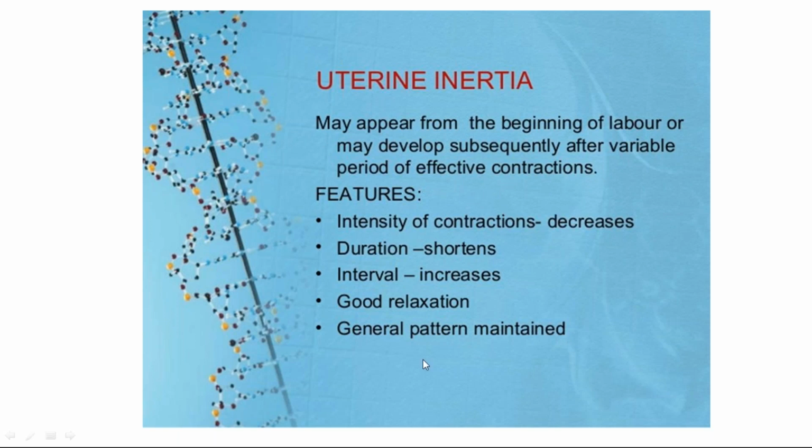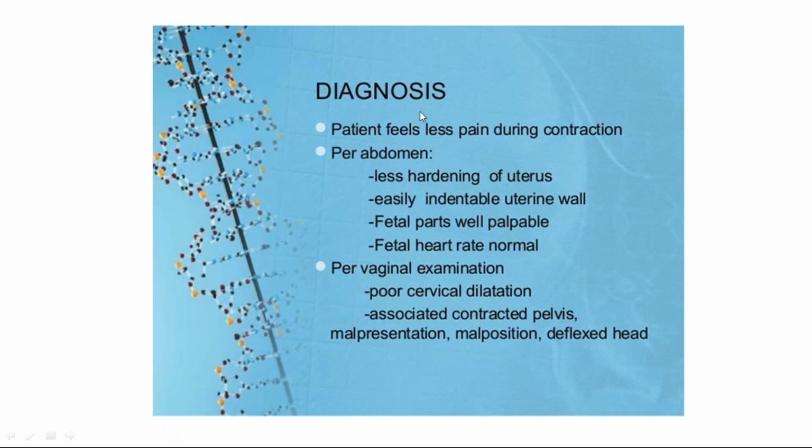The features are all reduced, right? The intensity has reduced, the duration of the contractions is also less, the interval between the contractions is increased, there is very good relaxation, and normal polarity is maintained. Only thing is it's not effective, right? Patient feels less pain during the contractions. Per abdomen, if you palpate, there will be less hardening of the uterus. Even during a contraction, you will be able to indent the uterine wall.